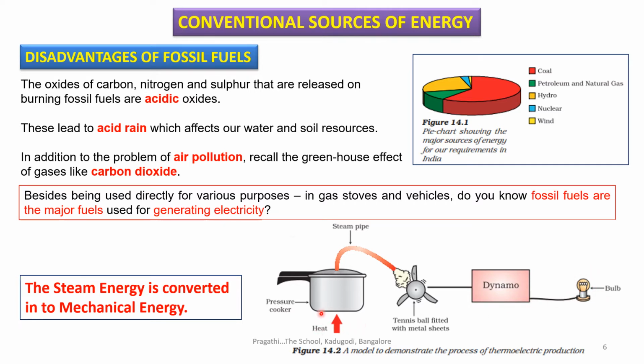You can see a small model is given here. You can take a pressure cooker, put some water in it, and start boiling it. Keep it on the stove. What will happen? The temperature increases, it boils the water, and the steam comes out. Put a pipe here and hold it in a hand. The steam comes out at a very high pressure, and if you keep a turbine, the turbine is going to rotate, and the electricity is generated.